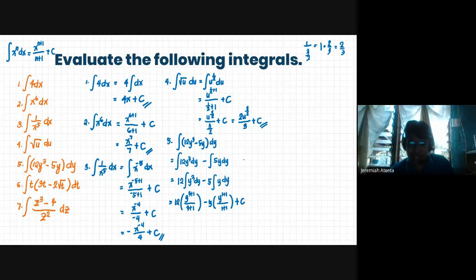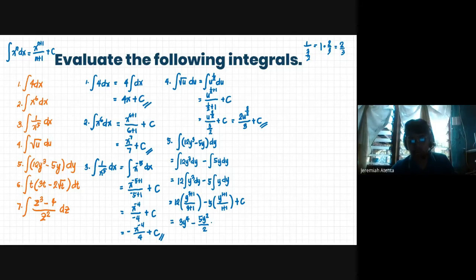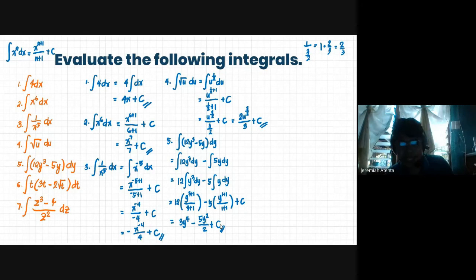Then after that, let's clean this one. 12 divided by 3 plus 1, which is 4, right? 12 divided by 4 is just 3. So you have 3y to the power of 4, minus 5 divided by 1 plus 1, which is 2. So 5 halves. So you have 5y squared over 2 plus c. And this is now our final answer for number 5. Any questions?